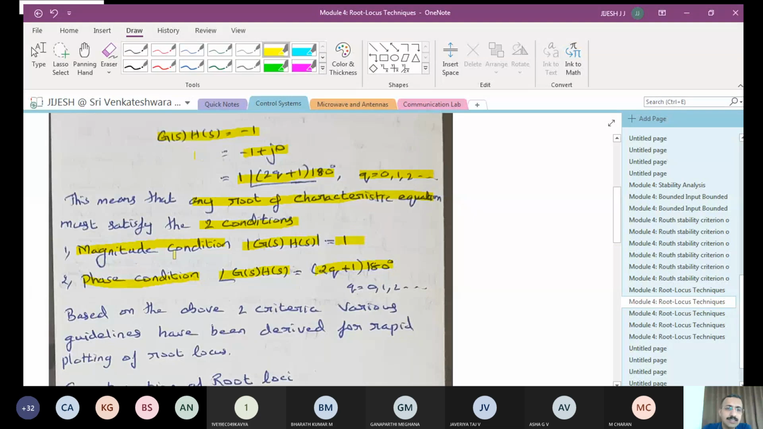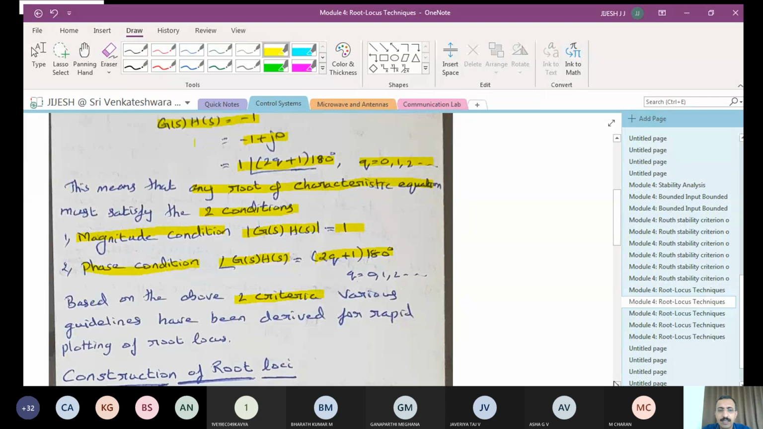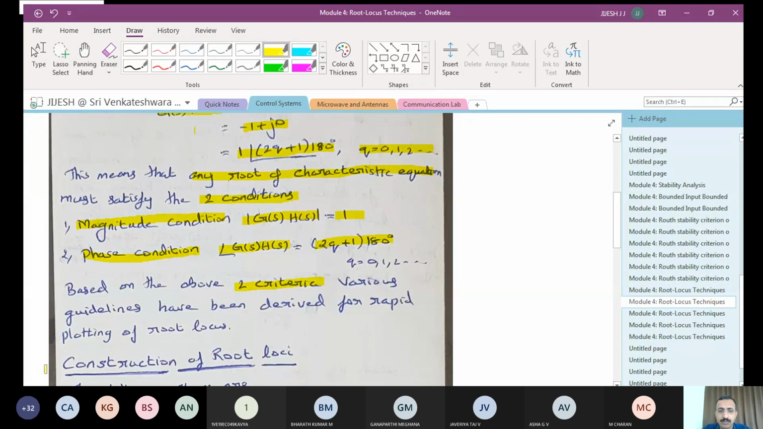So two conditions we have to understand here. We will be using these two conditions further in the problems as well. The first one is the magnitude condition, and the other is called the phase condition. They have to be satisfied. When you're doing the problem, you have to make sure that the magnitude and phase conditions are satisfied. Based on these two criteria, various guidelines have been derived for rapid plotting of the root locus. So we are going to see the guidelines for the construction of root locus.